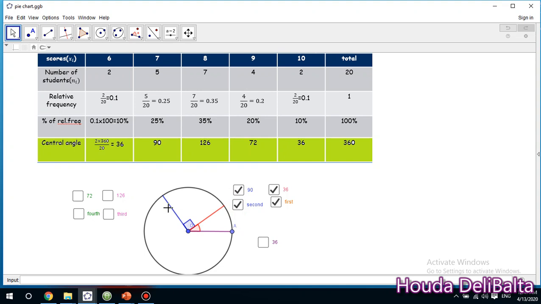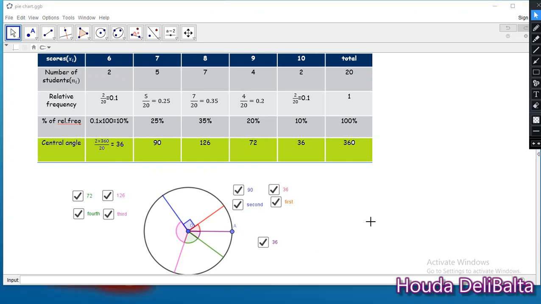Again, I put the protractor here, I measure 126 and I join it with a segment. I put the protractor here, I measure 72, moving this way, and I join it with a segment, and the final angle is ready to be 36. This is how to draw a circular pie chart.